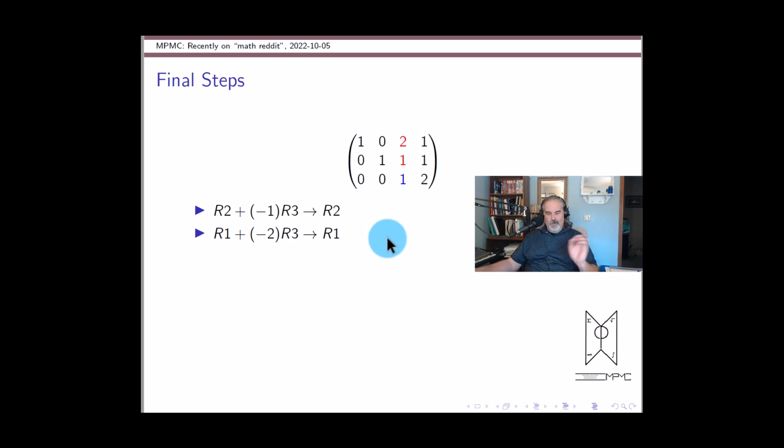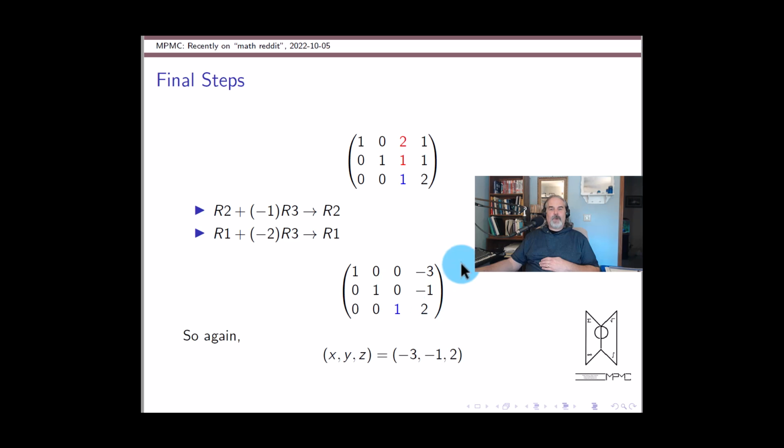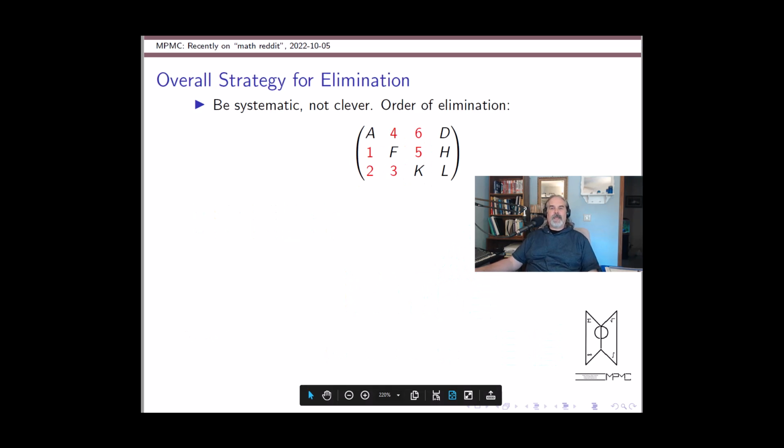If you want to work this out for yourself, obviously you just hit pause and do it. But here is the result. And now again, remembering that every row is an equation in disguise, row 1 says 1x plus 0y plus 0z is negative 3. That's x equals negative 3. Similarly, y is negative 1, z is 2. And ta-da, there's our solution one more time. Okay, now overall, here is the strategy for Gaussian elimination in the 3x3 case.